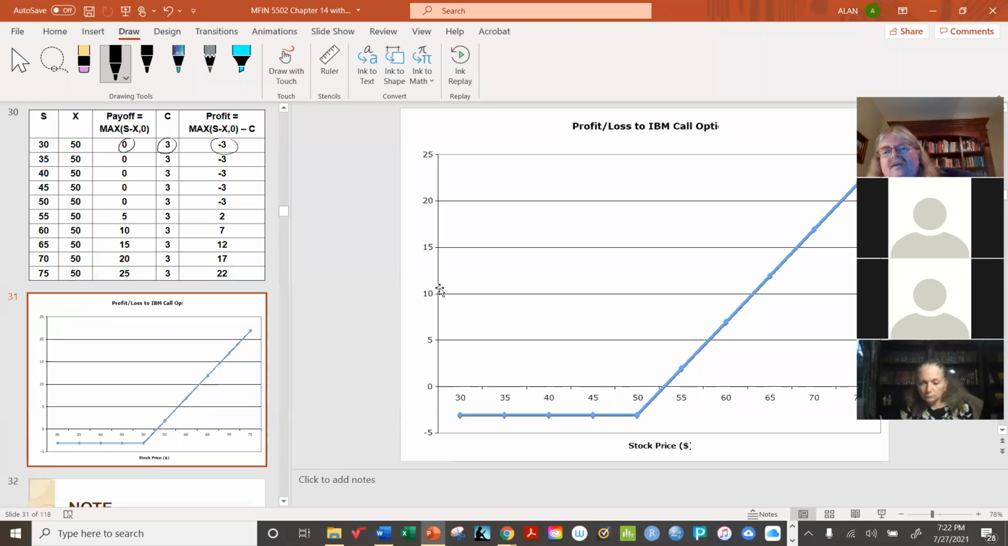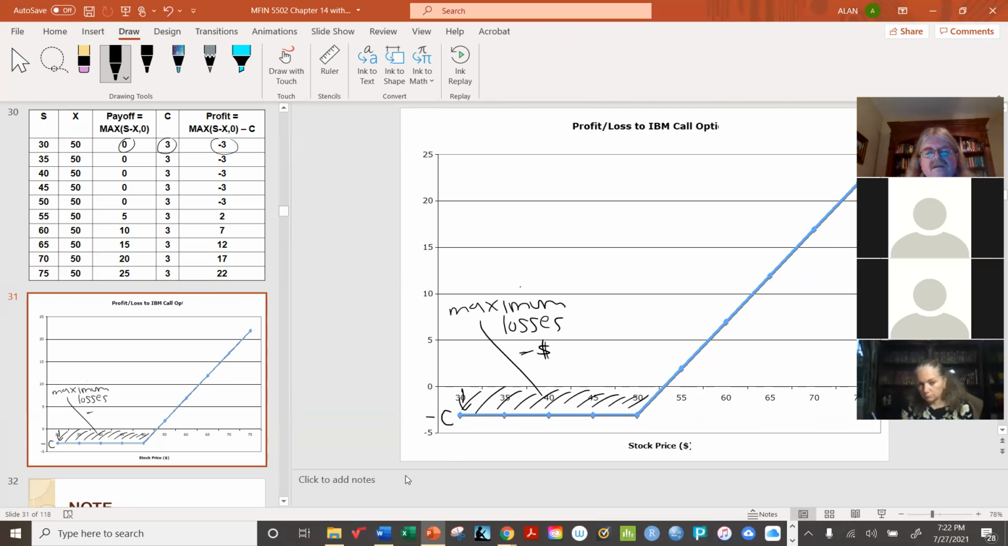So let's see what that looks like. Oh, it looks the same, doesn't it? Except for one detail. The whole thing has been shifted down by $3. So we'll call that minus C. And this whole region down here represents the area of maximum losses, $3.